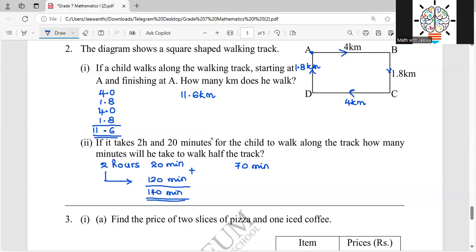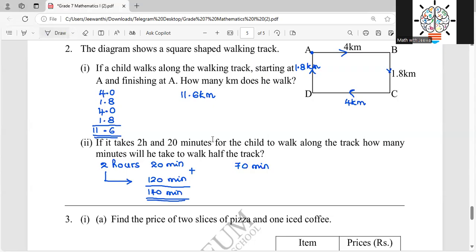70 minutes. So then 2 hours and 20 minutes. That means 120 minutes plus 20 minutes, 140. We can do it the other way around too. To run the 11.6, to walk the 11.6, it is the 2 hours and 20 minutes. So then what happened? Half of that, you can divide it by 2.